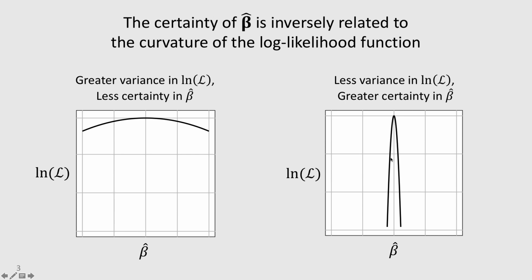quickly reduce the likelihood. And so the difference here is on the left, when you have a much greater variance in the log likelihood, that means you're less certain about beta. And the opposite is true on the right. You have a very narrow band around the best estimate of beta, and so you have very little variance in the likelihood function, which means you are much more certain about these beta coefficients. So there's an inverse relationship between the certainty of the coefficient beta and the curvature of the log likelihood function.